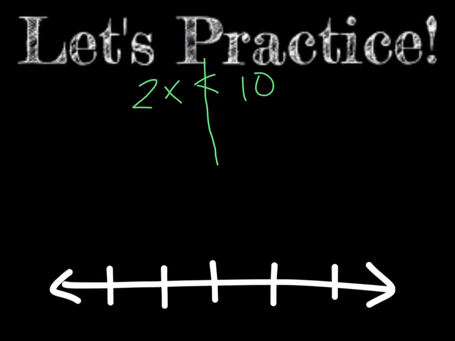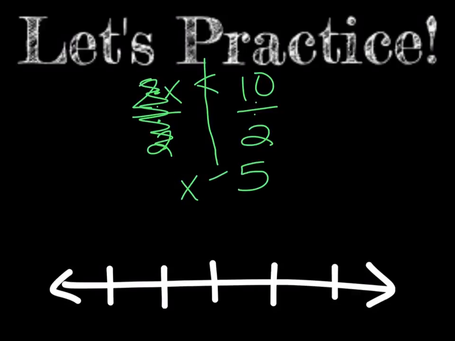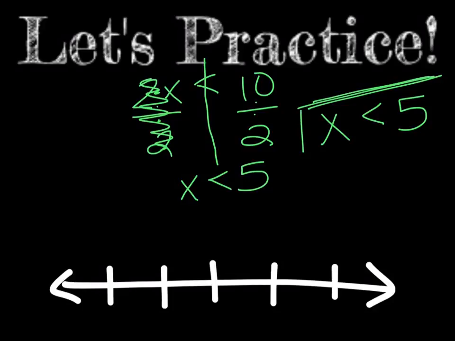Now, how do I get rid of this 2? Well, we know that there's this imaginary little multiplication dot. And so to get rid of a multiplication sign, we have to divide. And since it's 2x, we're going to divide by 2. And what I do to one side, I have to do to the other. So these 2's cancel out. I bring down my x. And 10 divided by 2 is 5. And I just slide my symbol right on down the line. And so my inequality for this one, after I solved it, is x is less than 5.